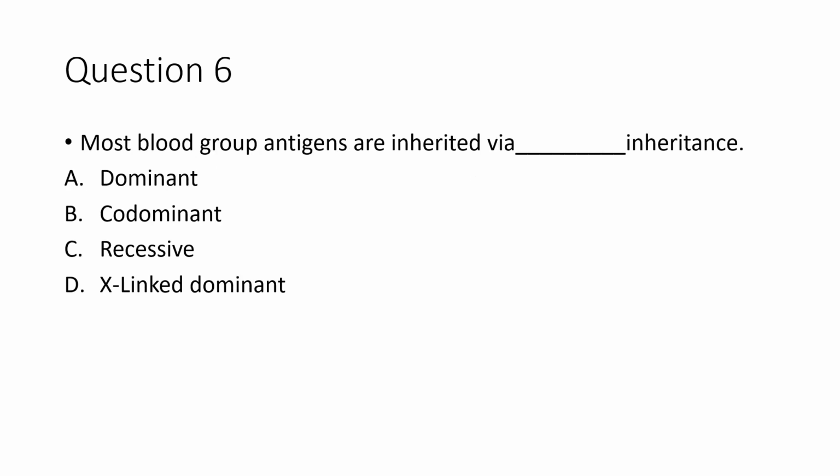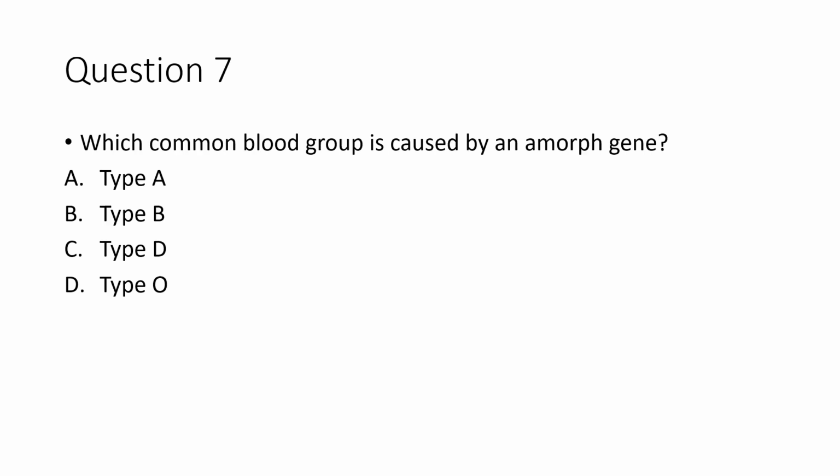Question 6. Most blood group antigens are inherited via blank inheritance. A, dominant. B, codominant. C, recessive. D, X-linked dominant. Question 7. Which common blood group is caused by an amorph gene? A, type A. B, type B. C, type D. D, type O. The answer is D, type O.